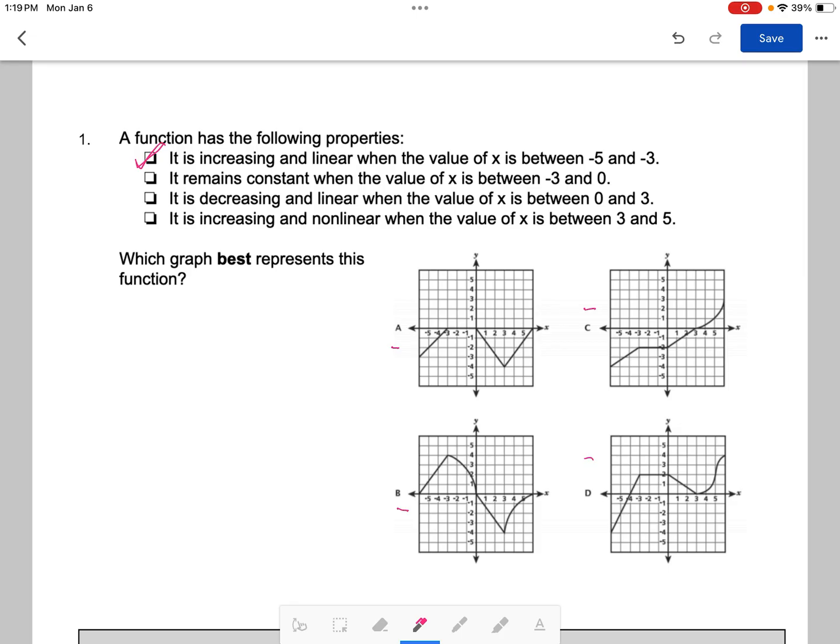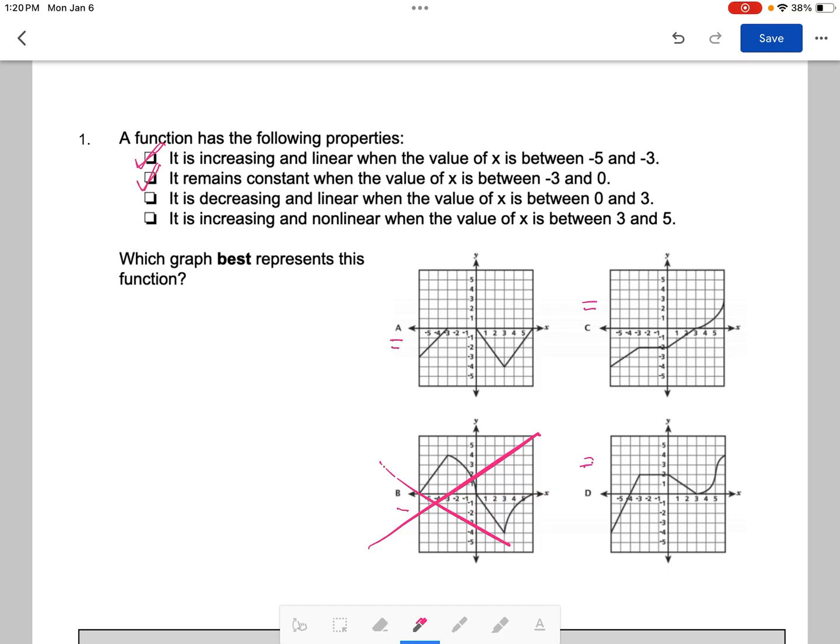Okay, so now we're looking for a constant. That means it's going to be a straight line going from left to right. A could work. B could not work, so B's out. C could work. And D could work. Okay, so we're down to A, C, and D.